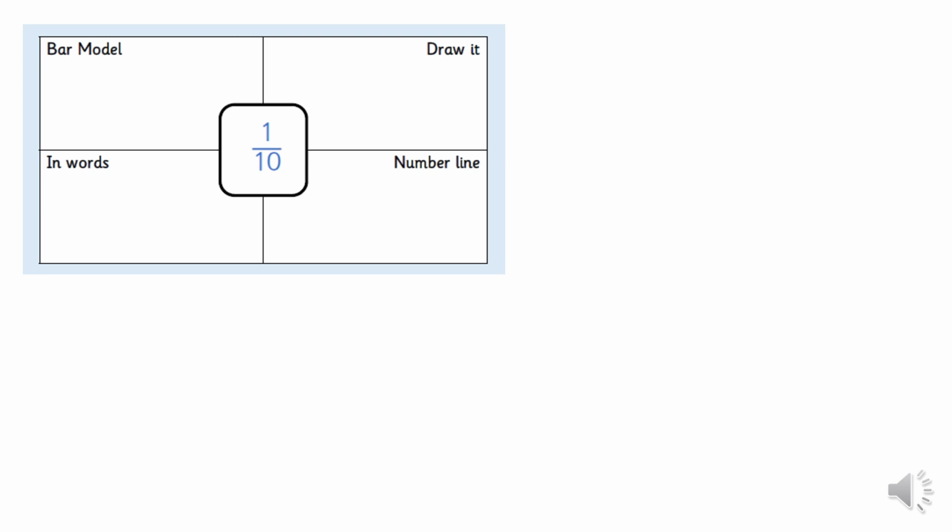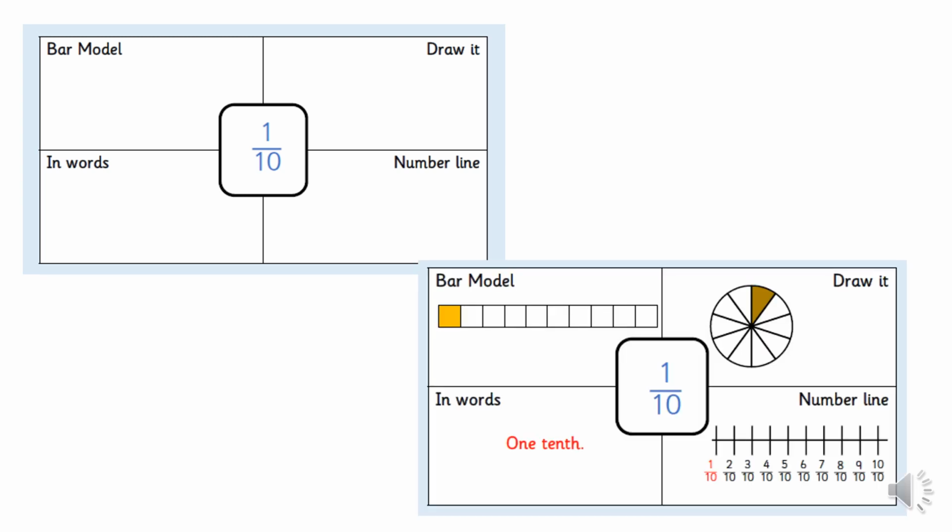How about this one? Why don't you have a go? Take a pause on the video. Here is 1/10. I've shown it in a bar model. 1 out of 10 has been shaded here. I could write it in words, 1/10. I could draw it in a circle. Remember to make sure they're equal parts. And I also have it on a number line down here.